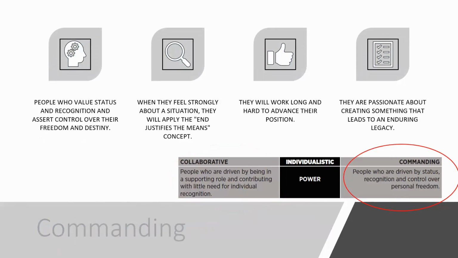The commanding driver includes folks who value status, image, recognition, and control over their own freedom and destiny, and even over the freedom and destiny of others. When they feel strongly about a situation, they will apply the end justifies the means concept, right? They're all about getting it done and about having that personally reflect positively on themselves, right? Instead of congratulating and passing the recognition onto the team, these are the folks that will turn that success that the team has helped develop and deliver into a way to personally benefit from them and make themselves look good.